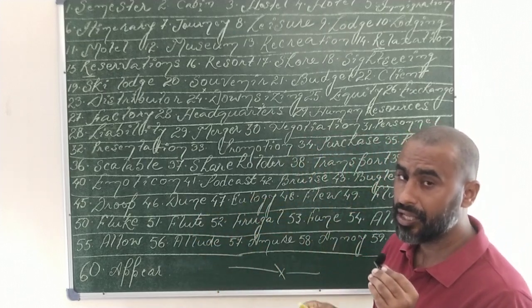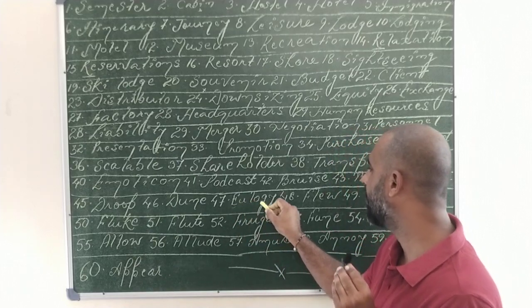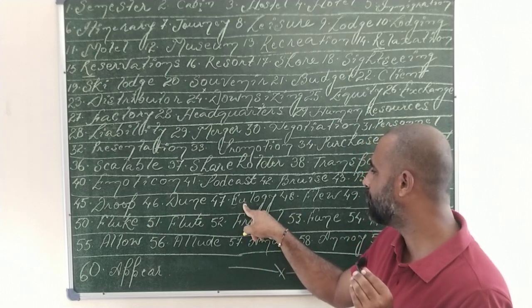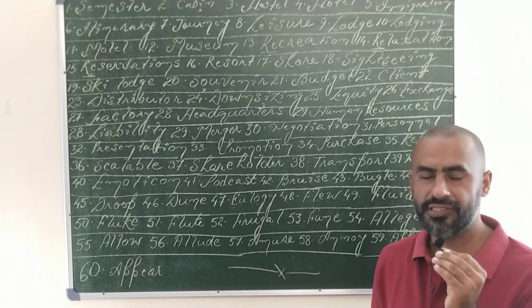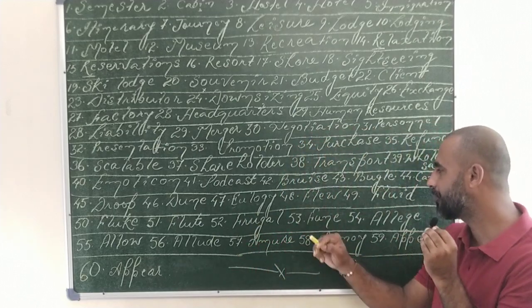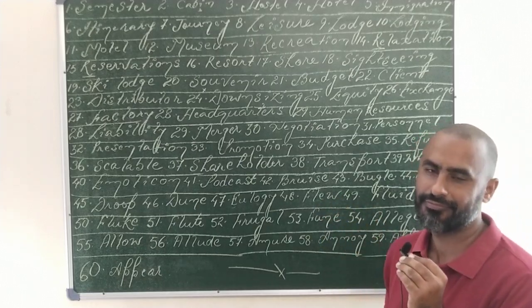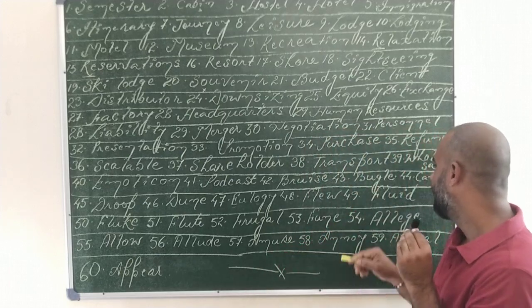47. E-U-L-O-G-Y. So here you will find two alphabets which are silent. So E and O. So it's not eulogy, it's eulogy. So you need to pronounce this word as eulogy. Say with me, eulogy. Correct. Next one, number 48. F-L-E-W. It's flu, not flew. Flu. Say with me, flu. Correct.